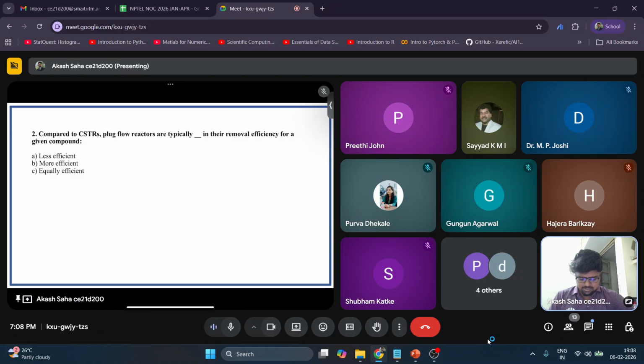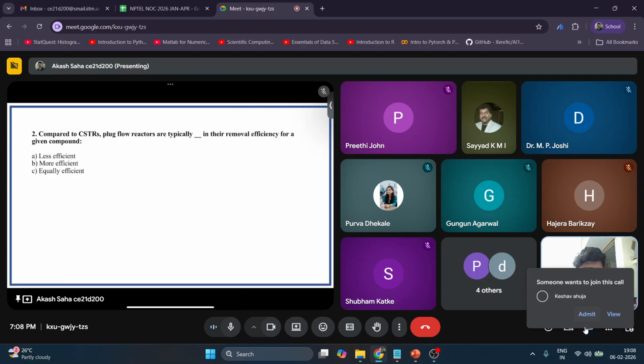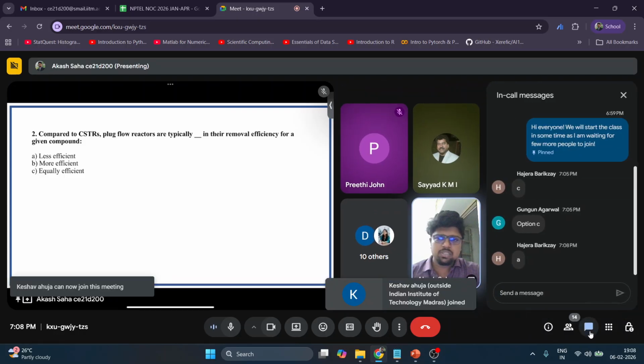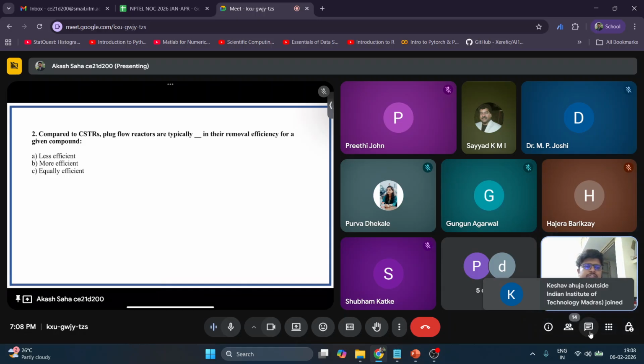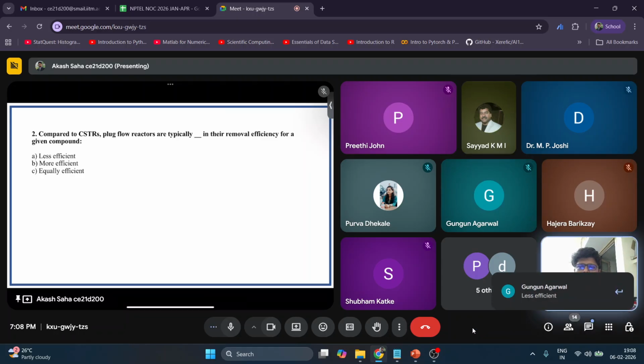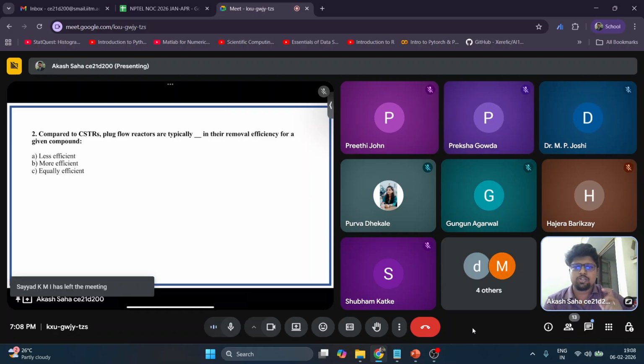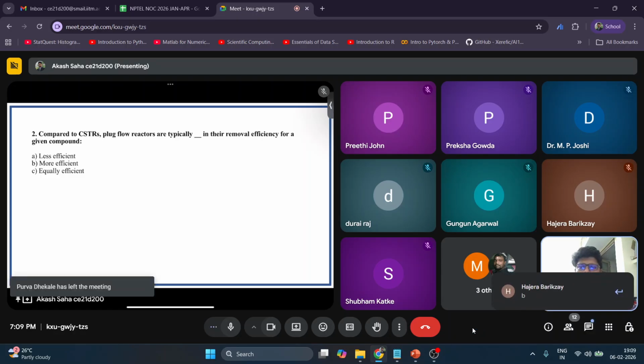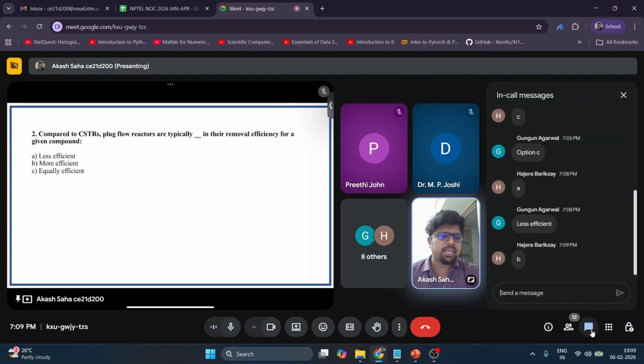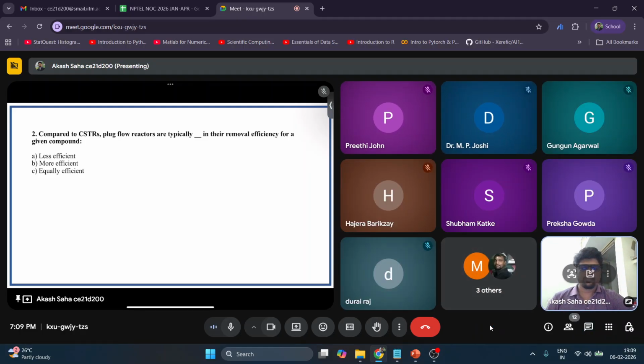Any other answer? Someone has also answered less efficient, I think. Let me check. I'm getting mixed answers. Someone is saying more efficient, someone is saying less efficient. If you remember, in the last class we also discussed a similar type of problem. For a given volume, if the volume is constant, here you also have to remember that the volume is constant for both the reactors. In that case, what should be the correct answer? Just think about it. Others also please try. Always the same people are answering, so I request other people also to try.